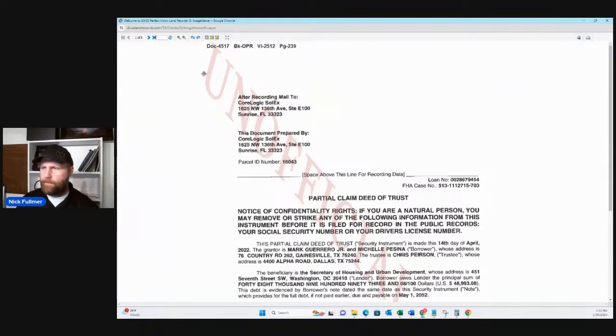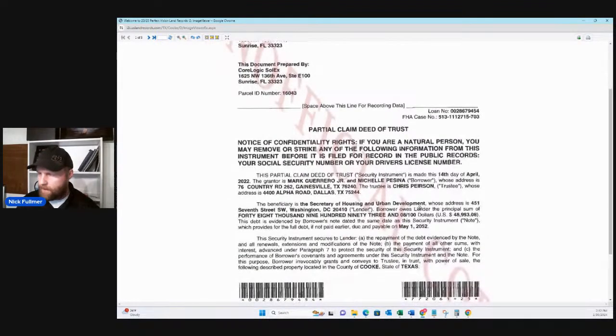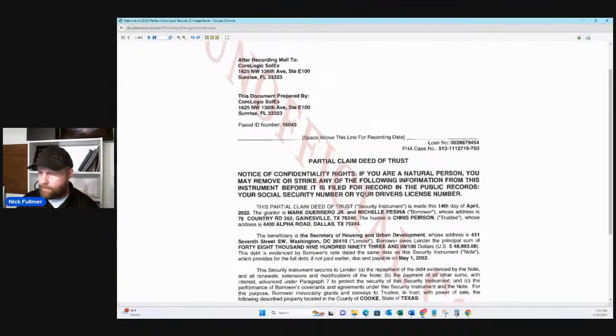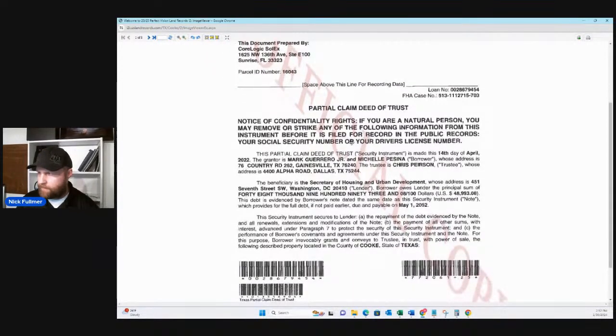Now, this one is interesting because we've got a debt from, I'm not sure when this is taken out. Oh, it says right here, made this 14th day of April, 2022. So that's pretty recent, for $48,993.08. So this is a second mortgage.